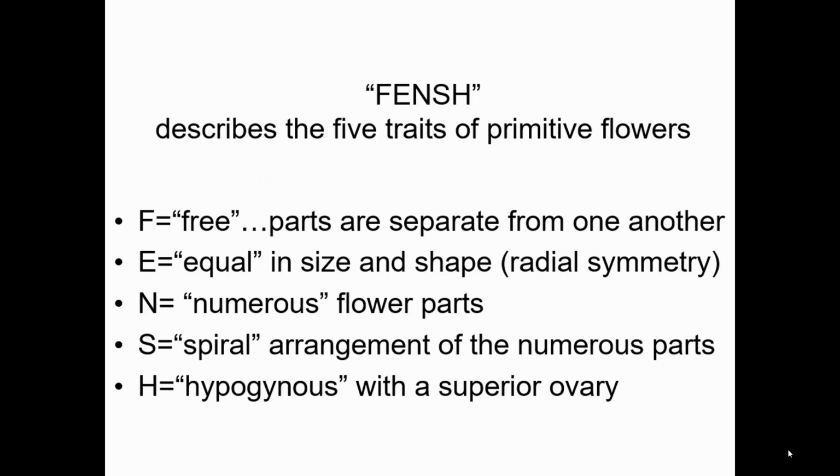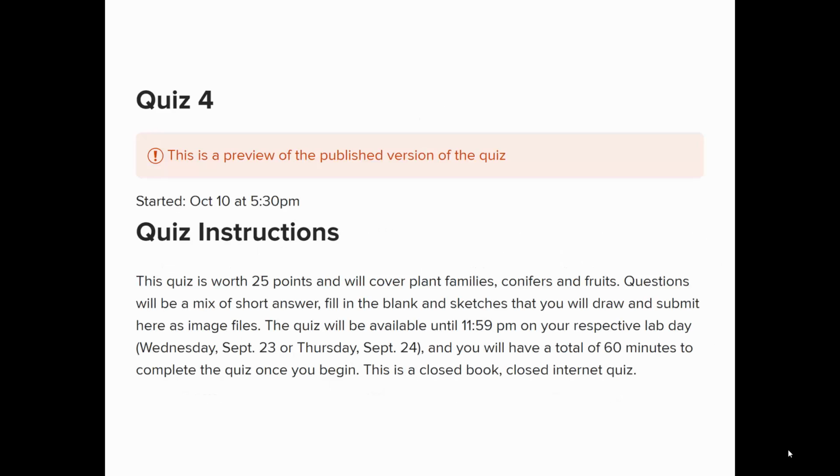And those are the traits of the primitive flower. Free, the parts are separate from each other. They're not fused. They're equal in size and shape. There's a lot of them, flower parts that is, and of course they're spirally arranged. And petals and sepals come first, and then the stamens, and then finally the gynoecium has a superior ovary, and it's hypogynous. Well, let's take a look at quiz number 4.